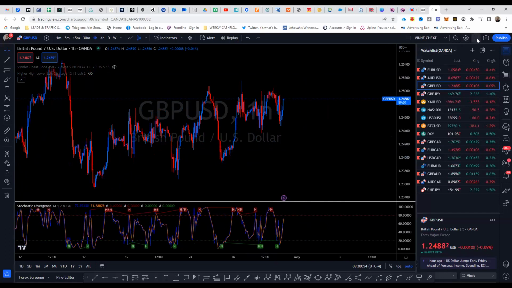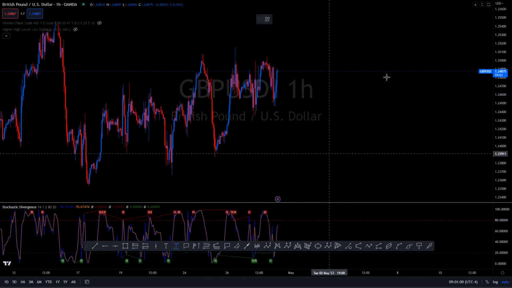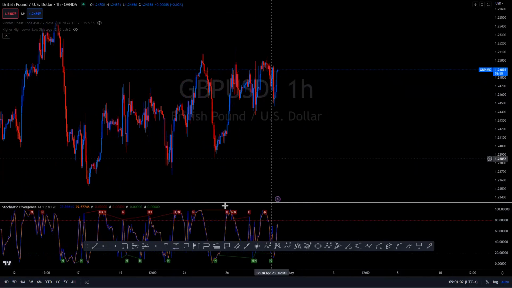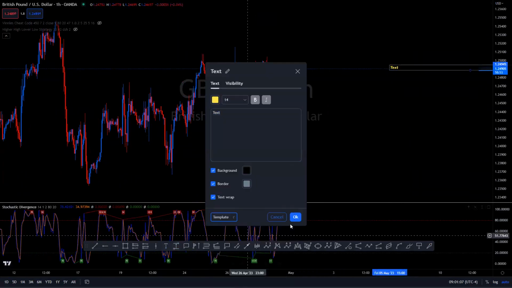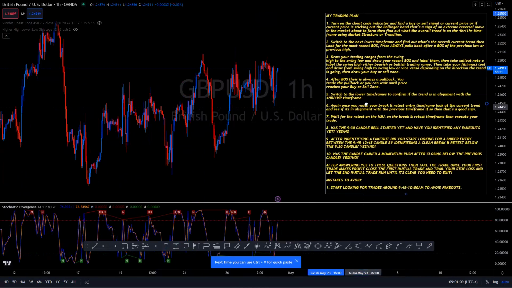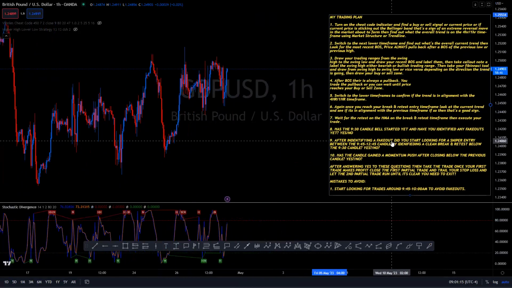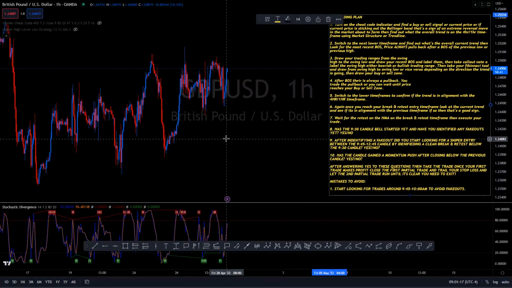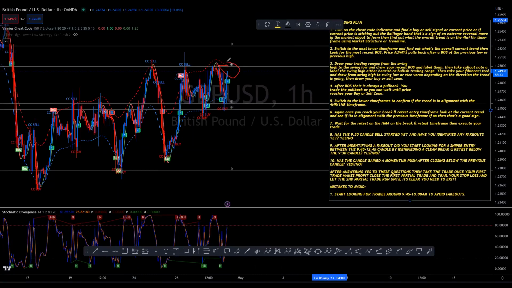To get started here, we're going to put our rules up. Give me 1 second here. We're going to put our rules right here and then stretch that out. The very first thing we're going to do is turn on the cheat code indicator. We can see that currently we don't have a cheat code buy or sell at current price, but we did on the last swing low.